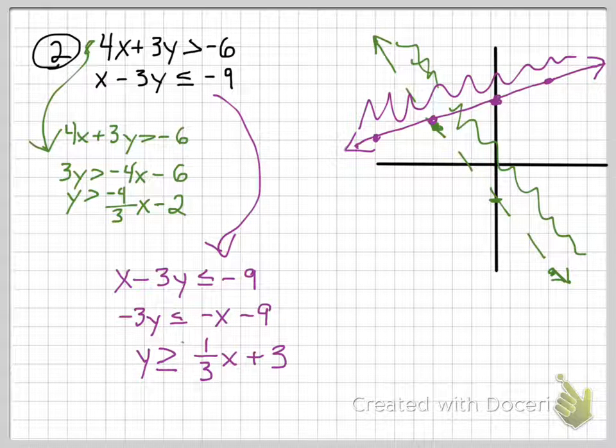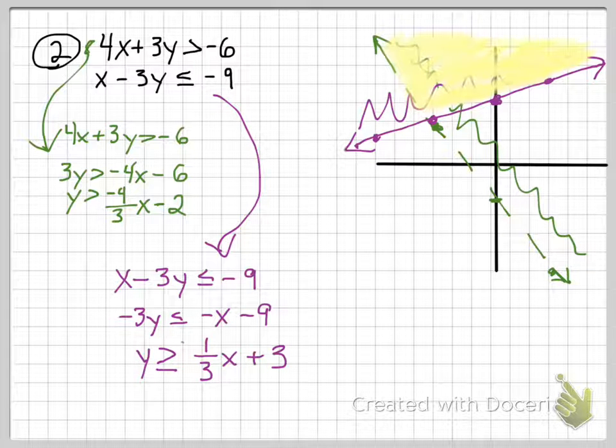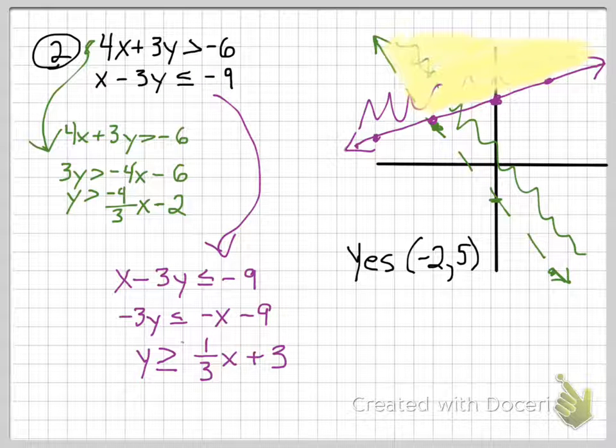Now I need to look and see where do my shadings intersect. So the green and the purple are both above the lines at the top of the graph, so we would shade in everything at the top. Now a yes point would be somewhere in that shading. So we're going to say negative 2, 5. That's up there. And then I could also pick a no point, and I'm just going to make it easy and put 0, 0.